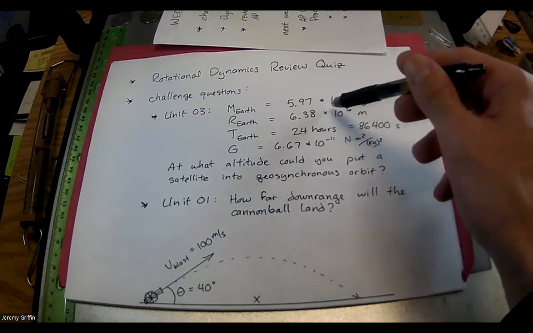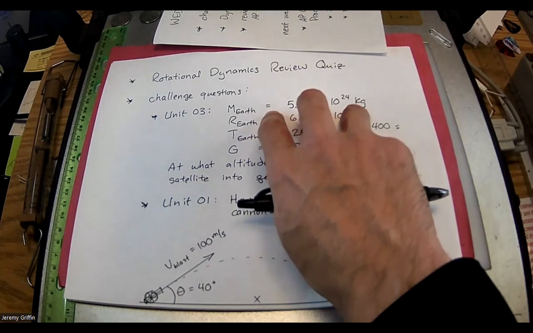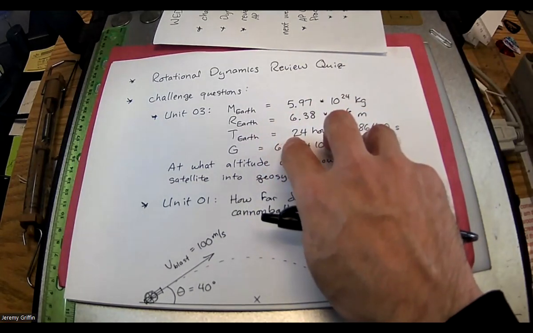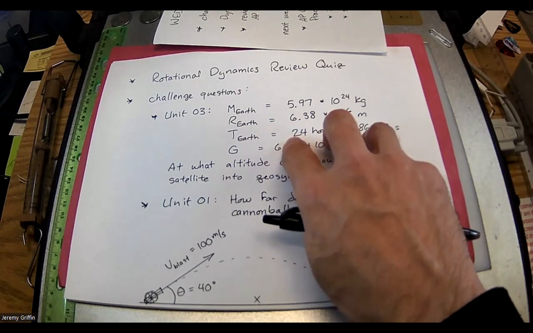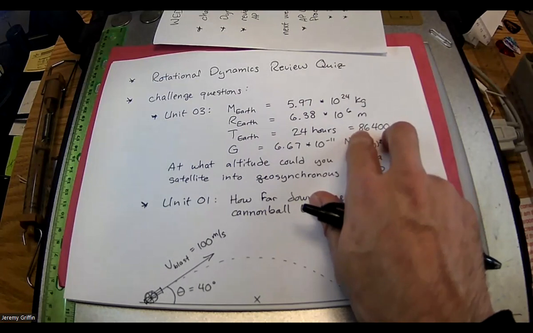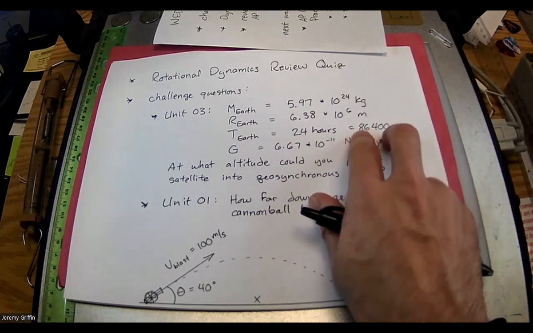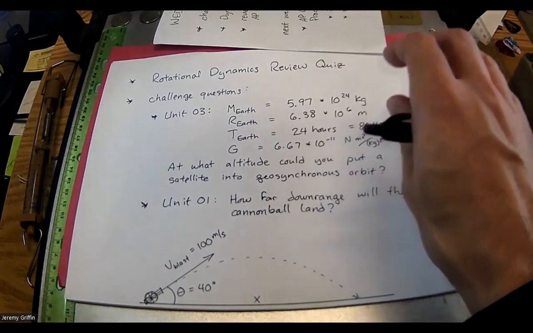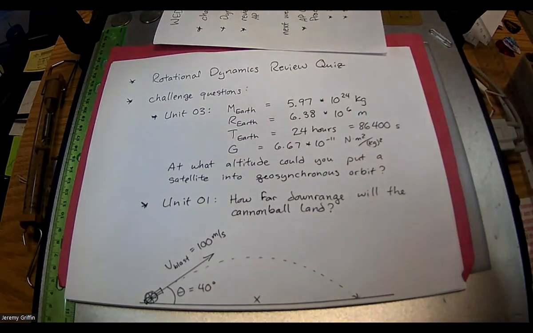So I gave you some values like mass of the Earth, radius of the Earth, the time period of the Earth. Now, this would be for one rotation, which would be 24 hours. I went ahead and gave you guys that in seconds, 86,400 seconds.